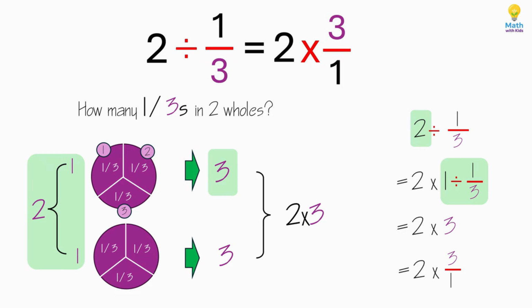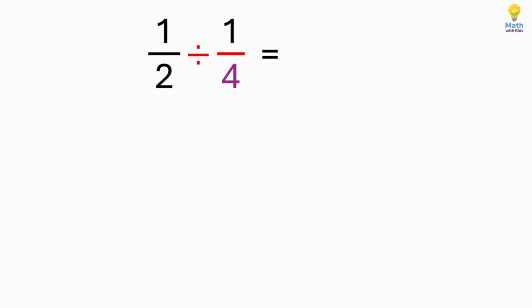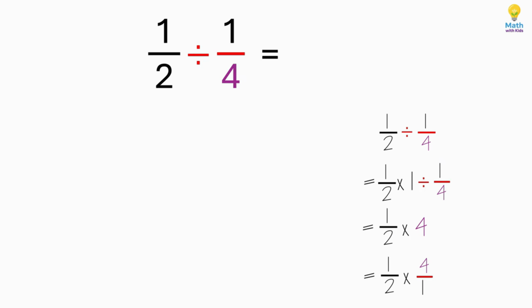But what about a fraction divided by a fraction? This time, we try 1/2 divided by 1/4. Let's follow the calculation pattern we used just now. 1/2 divided by 1/4. We can rewrite 1/2 as 1/2 times 1. Then we check 1 divided by 1/4. How many 1/4s are in one whole? It is 4. So we continue and write it as 1/2 times 4, then rewrite it as 1/2 times 4 over 1. Pattern check. Keep. Change. And flip.